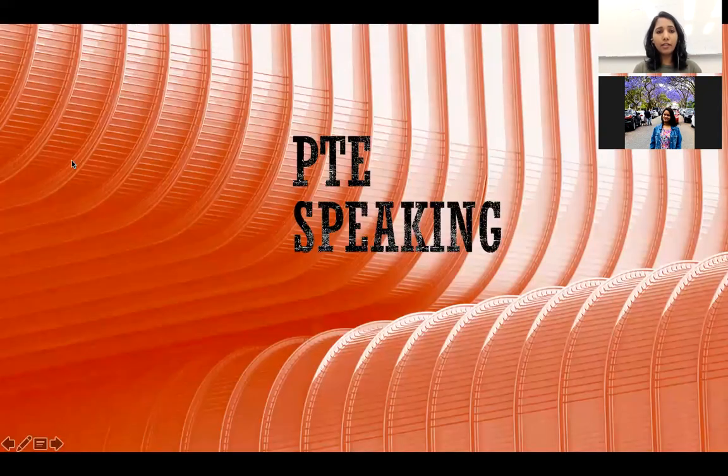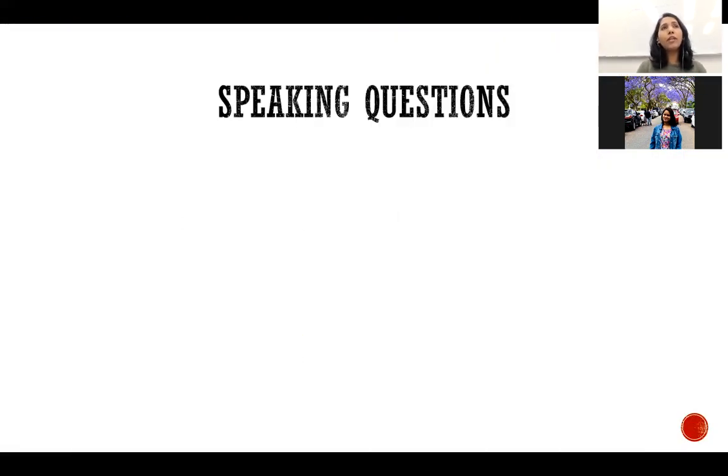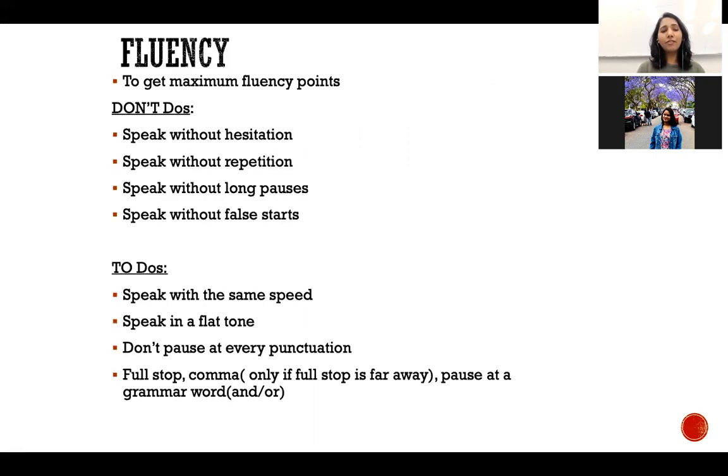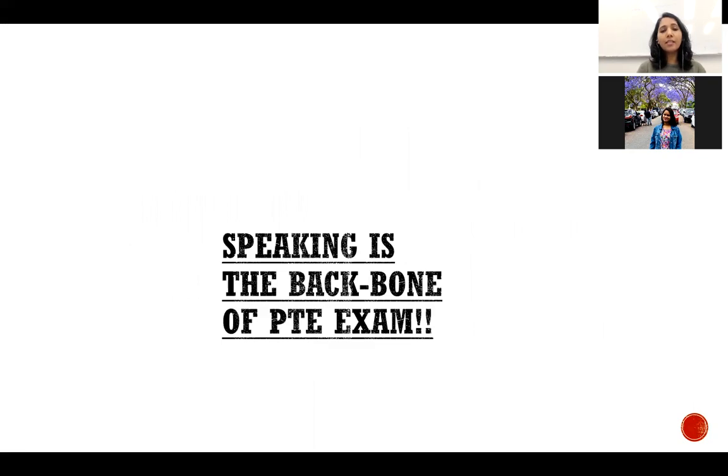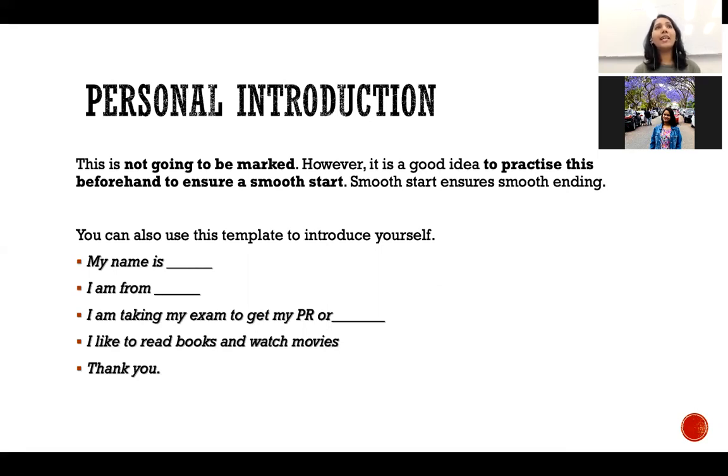So I'll just give you a brief introduction to the 5 types of questions for speaking. Your speaking is for a total of about 40 to 45 minutes, and you will have 5 different types of questions in your speaking. Speaking is called the backbone of PTE because it supports listening and reading to a great extent. Before you start off with your test, you will have a chance to introduce yourself. You can see that you introduce yourself confidently and fluently. This is an unmarked portion of your test, but this will raise your confidence if you do it well.